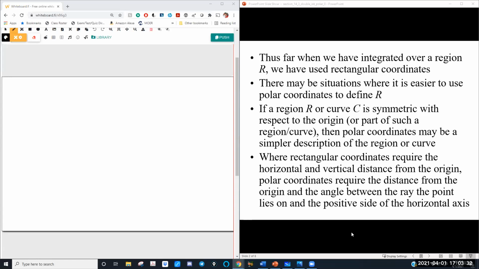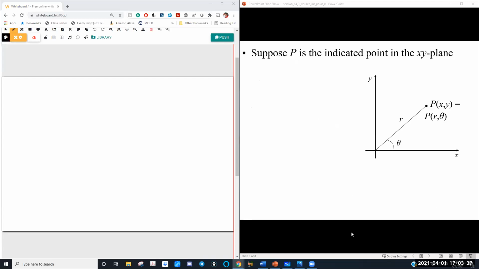So we've talked a little bit about polar coordinates. And just as a reminder, if we have a point in the plane, it can be defined as x, y or r, theta, where r basically stands for radius. It's the distance from the origin, and theta is the angle made with the positive x-axis. All right.